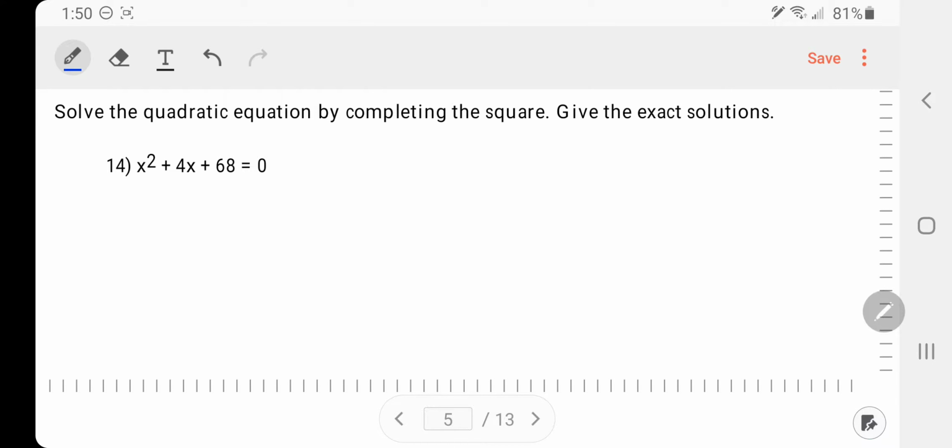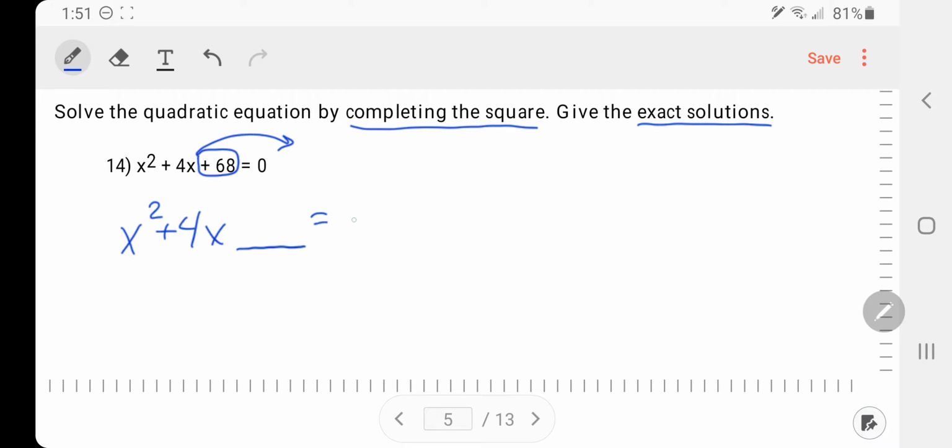Number 14. Solve the quadratic equation by completing the square. We are going to demonstrate completing the square. We are going to give the exact solutions. So the first step that you need to take when completing the square is you need to move the constant over. Now what that's going to do, that's going to create an empty space where the constant was. And then we're going to fill in with a new constant that we come up with by completing the square.